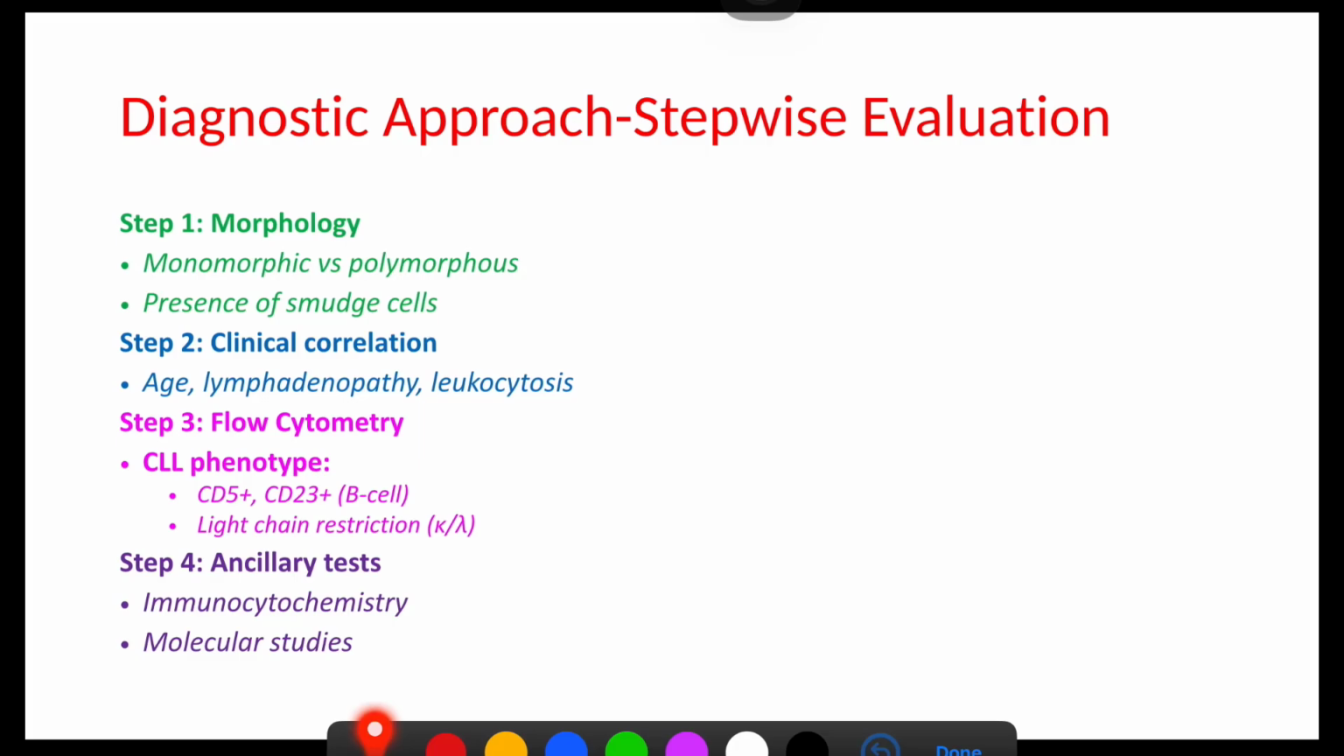Now, what is the diagnostic approach? The first step is morphology. First you have to decide whether the pattern is monomorphic or polymorphous and whether you can find smudge cells or not. Second, go for clinical correlation: age, lymphadenopathy, site, size and number of lymph nodes, as well as leukocytosis. After that, flow cytometry and ancillary tests are helpful for the diagnosis.